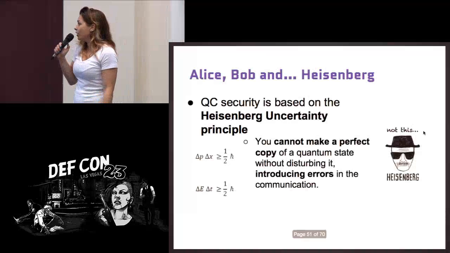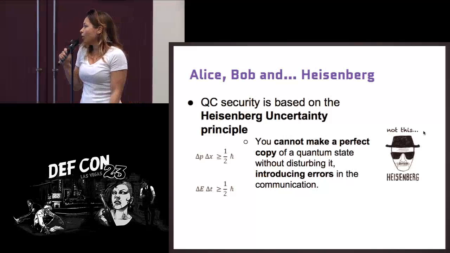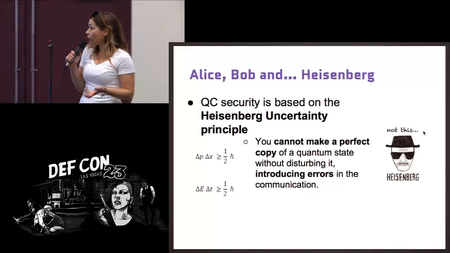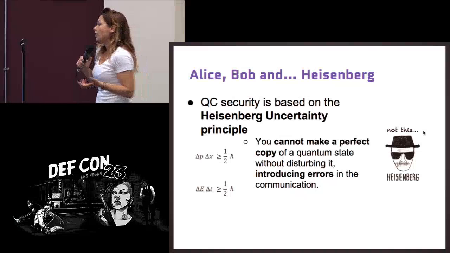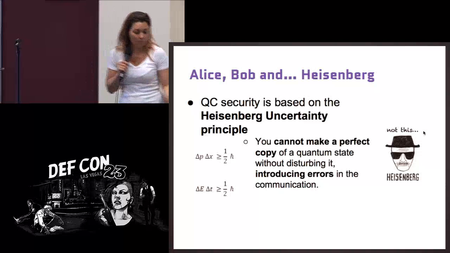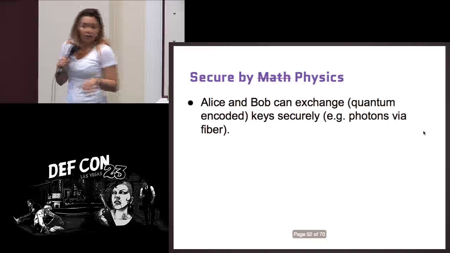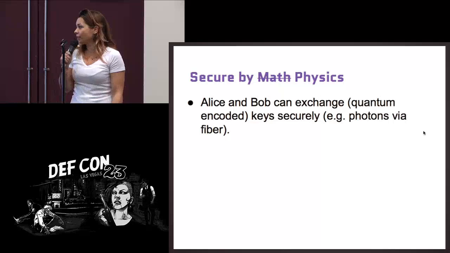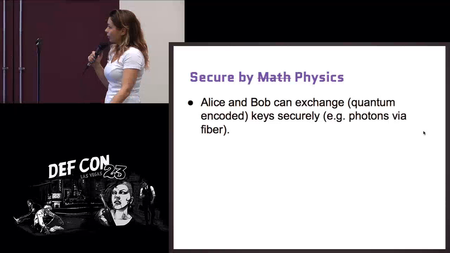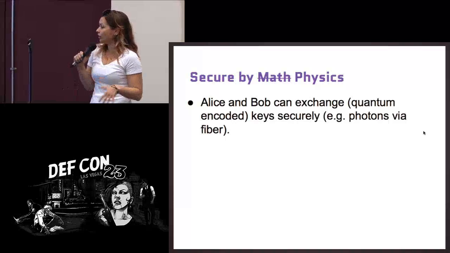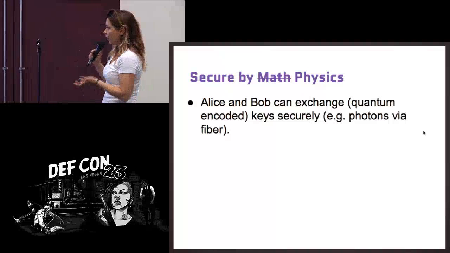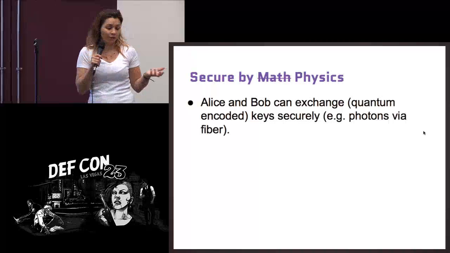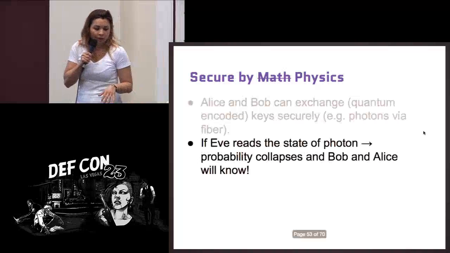It's a little bit more complicated than that, but that's the high-level description of the Heisenberg uncertainty principle. But for quantum computing and quantum crypto, what you want is the idea that you cannot make a perfect copy of a quantum state without disturbing it, without introducing errors in your communication. And that's what you're going to use. So quantum crypto is secured not by math, but by physics. Alice and Bob can now exchange their quantum encoded key in a secure channel, for example, with photons in fiber. But let's see how this works.